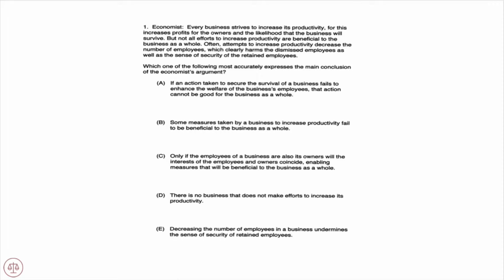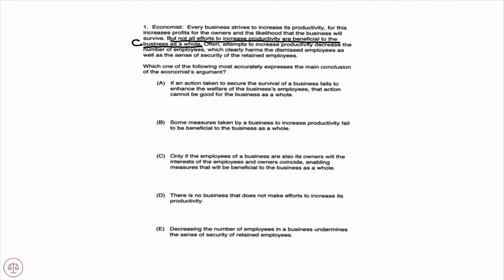All right, so our first step is to determine, is this an argument or facts? And this is an argument. What is the point this economist is trying to make to you? And you notice it is that second sentence, that not all efforts to increase productivity are beneficial to the business as a whole.